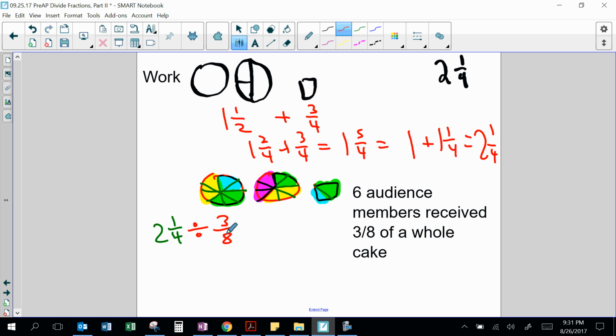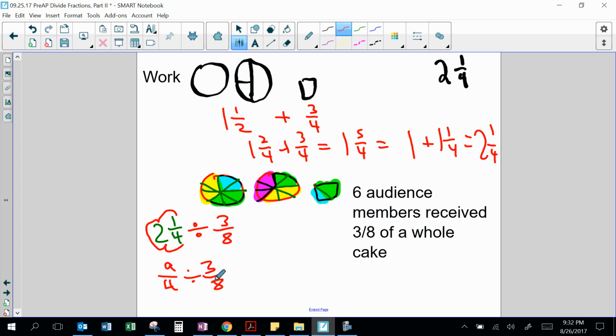Are we learning how to divide fractions? We are, aren't we? Is this in fractional form? No, it's not. How can you write this as a rational number or in fractional form? 4 times 2 is 8. 1 more is 9/4.